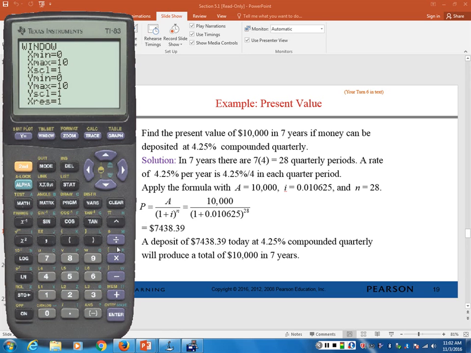So let's go to Window and go 0 to 10, and then do Zoom, and I'm going to use Zoom Fit. I'm not going to have to hunt for one. I'm going to let the calculator set the Y's up for me. And if I enter this correctly, I can ask it, show me what the value is in 7 years.